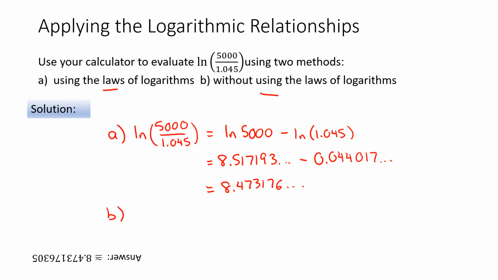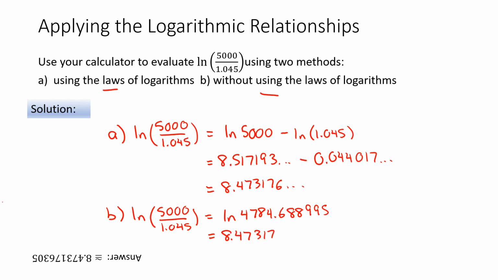If we decided to just divide this out right from the start, we have the ln of 5,000 divided by 1.045. So if I take 5,000 divided by 1.045, I get the ln of 4,784.66, and then it keeps going, 88995. If I take the ln of that, again, I get 8.473176, and it keeps going. So the number stays the same. Okay, so that's just showing you once again that these rules of logarithms work.